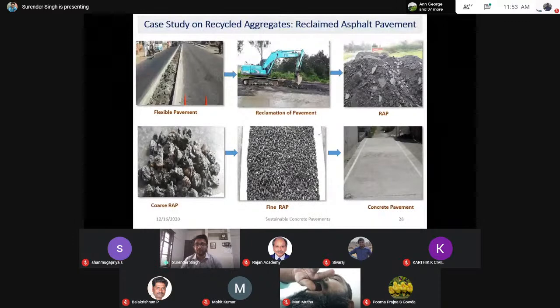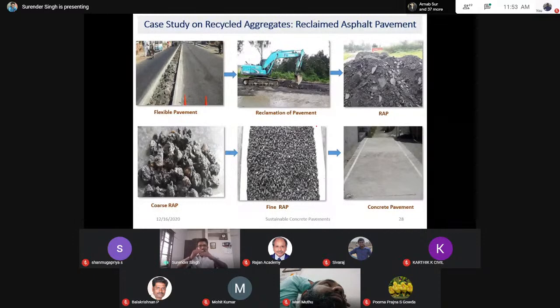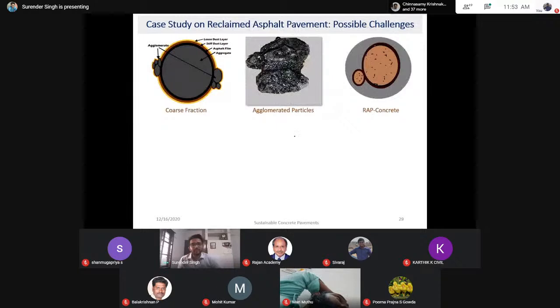We have to see, because every year we are resurfacing, resurfacing, resurfacing with this material, and the total thickness of the pavement keeps going up. Can't I recycle that material? Definitely you can recycle for flexible pavement. What about concrete pavement? Because our emphasis is on concrete pavement. After some time, we'll see all the national highways will be concrete pavement. From where will we get the aggregates? So we did one study. First, we fundamentally characterized the RAP material.